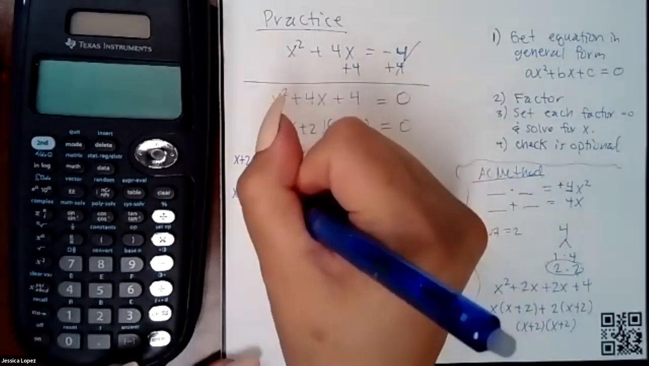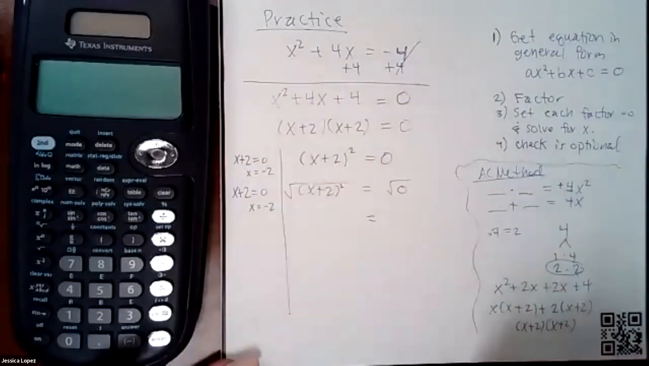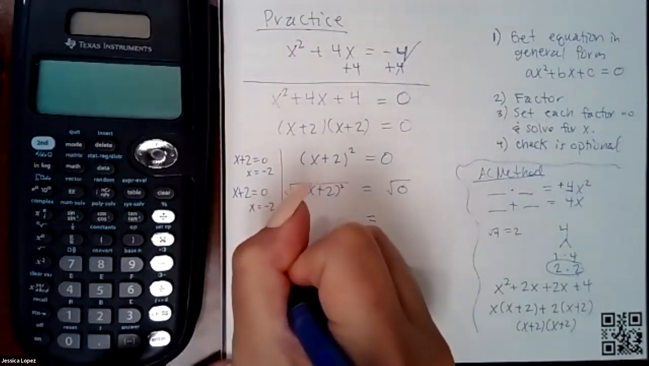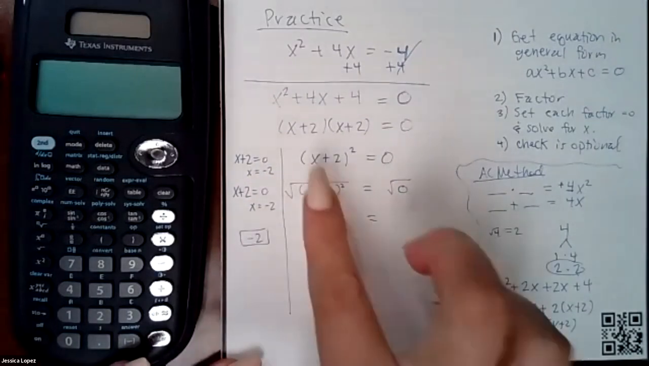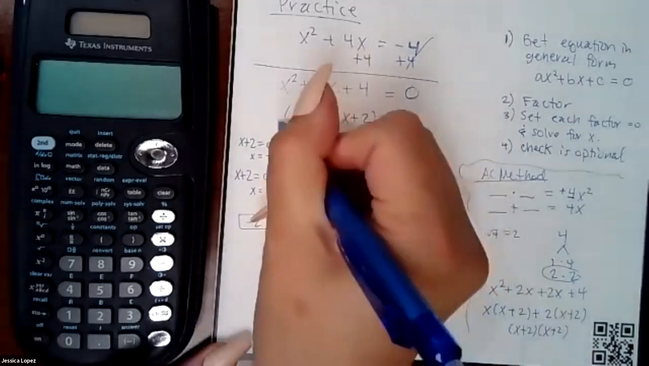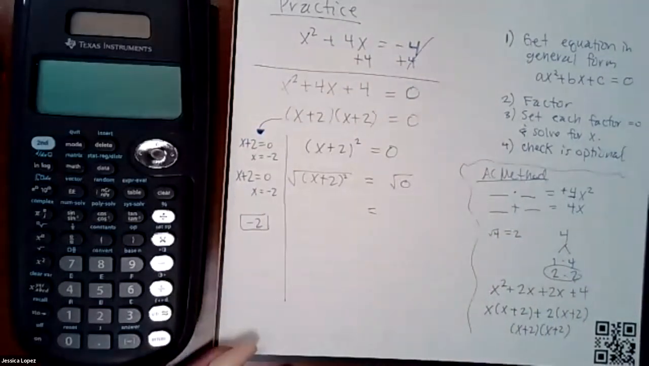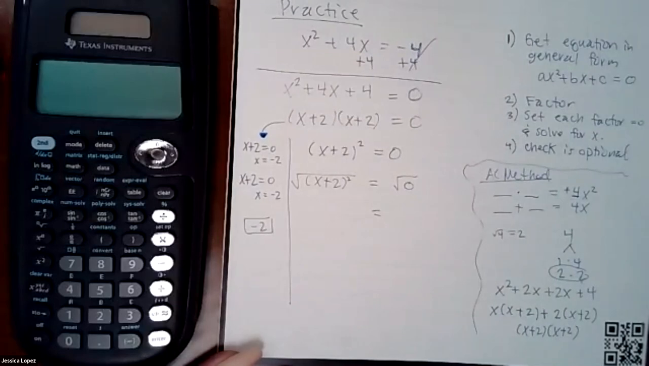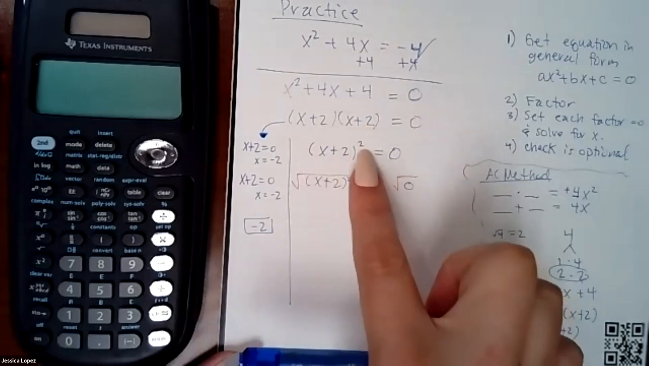So for this top one, I'm going to get x equal to negative 2. And for the bottom, I'm going to get x equal to negative 2. So negative 2 is the only answer here. If I would have gone from that line straight to solving each one equal to 0. Okay, but I didn't. I chose to notice that they were the same and put a square.